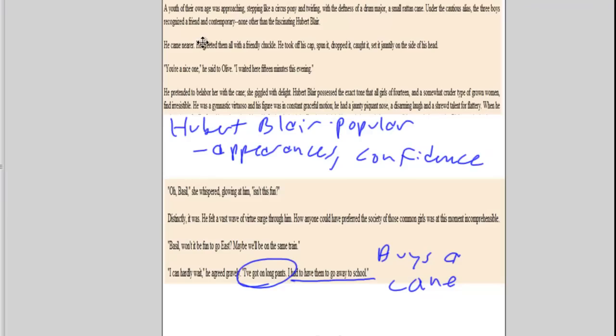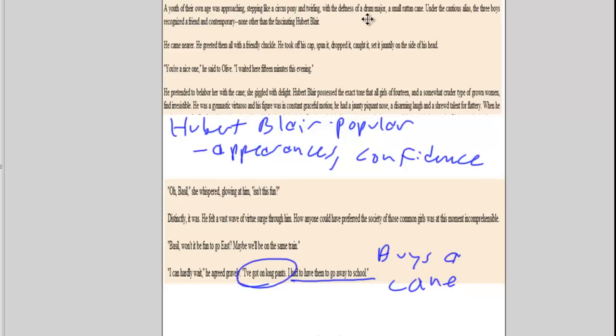So I read on, and eventually they're back at it again, trying to pick up girls at the fair the next day. And here Hubert Blair is introduced. Hubert Blair is the exact opposite of Basil. He's got flair, he's popular, all the ladies love him. He's got the appearance, he seems to have the confidence.